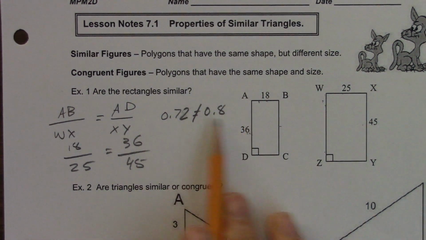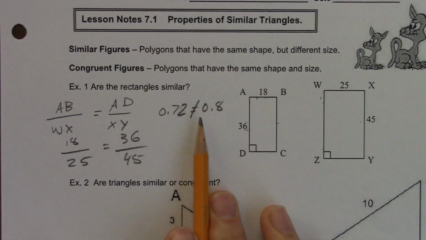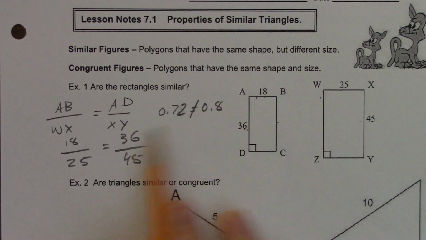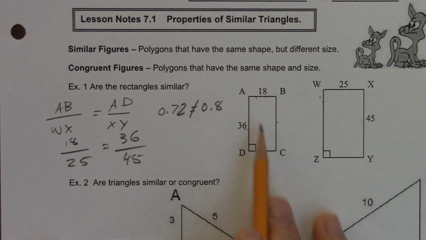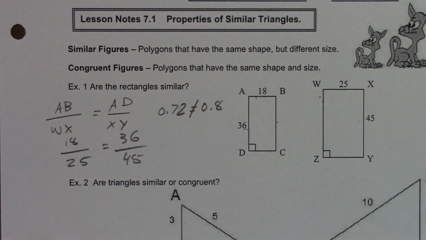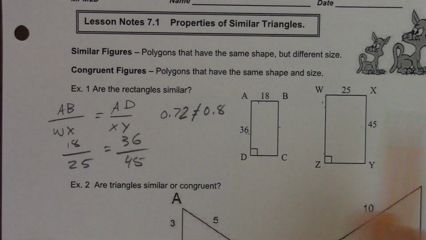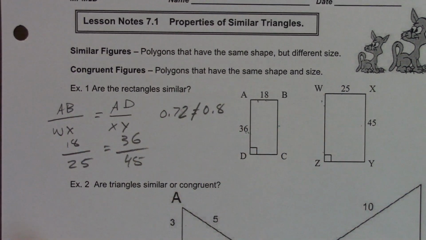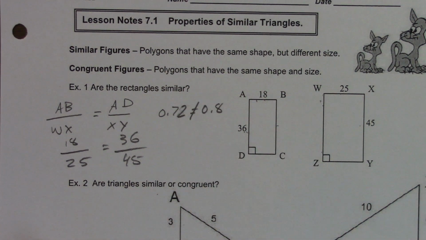But basically, what you're checking to see if it's similar is the ratio of the sides, and it's important that you pick the same side, right? If you don't pick the right side, they're not going to be the same. You have to pick the same side. Okay, so are triangles similar or congruent?